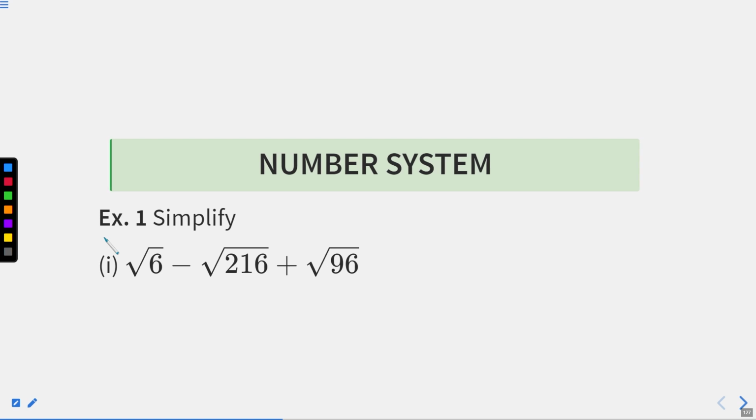Let's move on. Here's our example. The order is the same here, but if we look, the radicands are not the same. So we try to make the radicands the same, so that we can apply our laws or rules to simplify our questions. So let's make it.